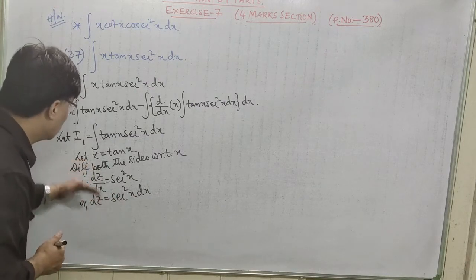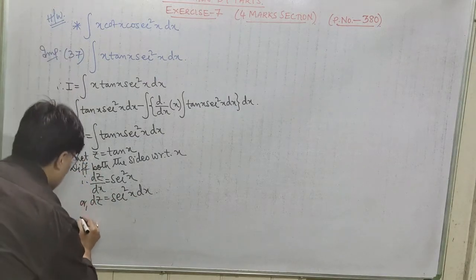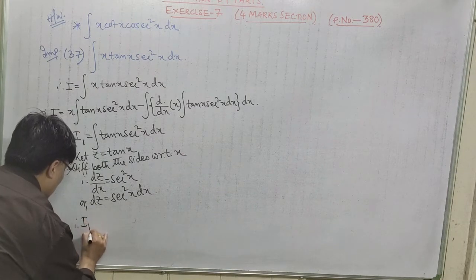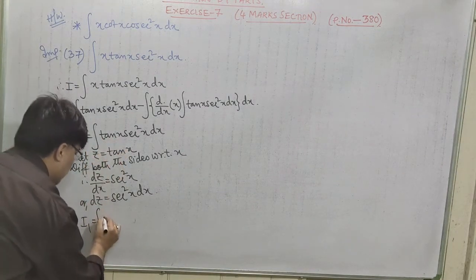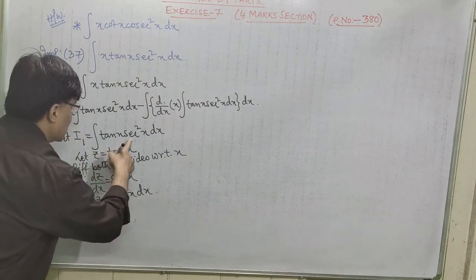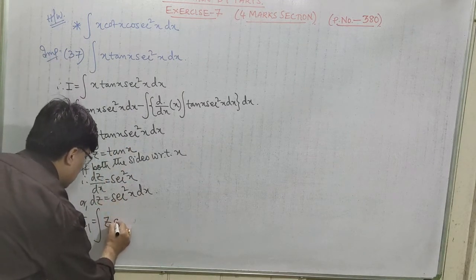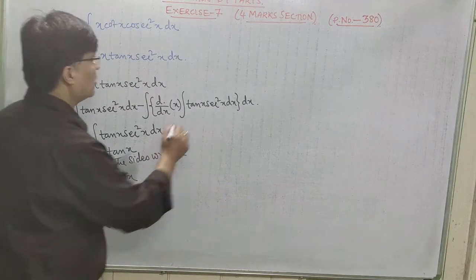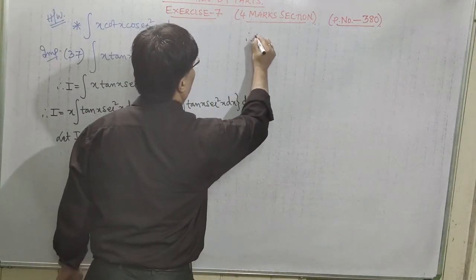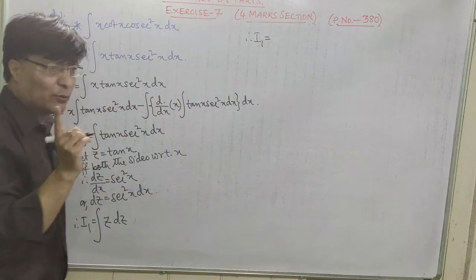So let us put them in I1. Therefore I1 is equal to integration of tan x, here it is z, into what is sec square x dx? It is dz. So what is I1 now? Therefore I1 is equal to, what is I1 here?